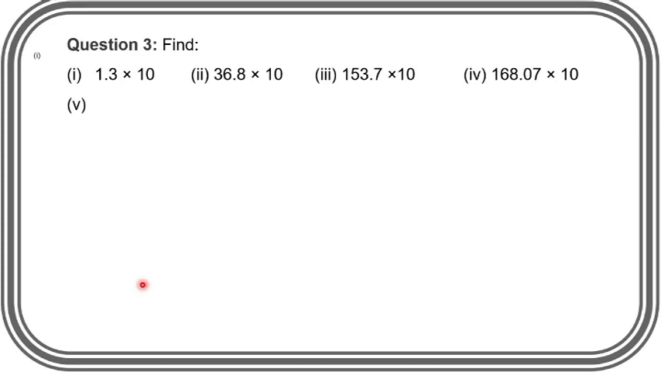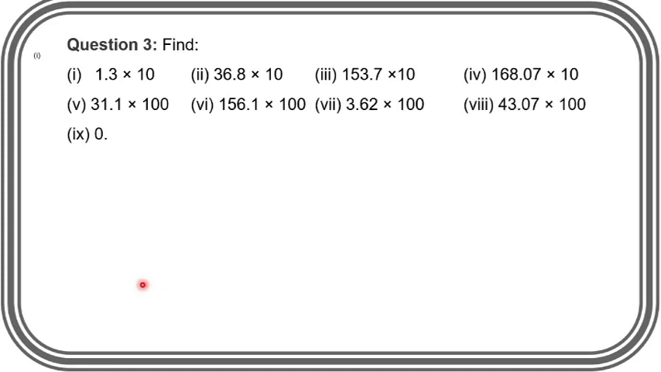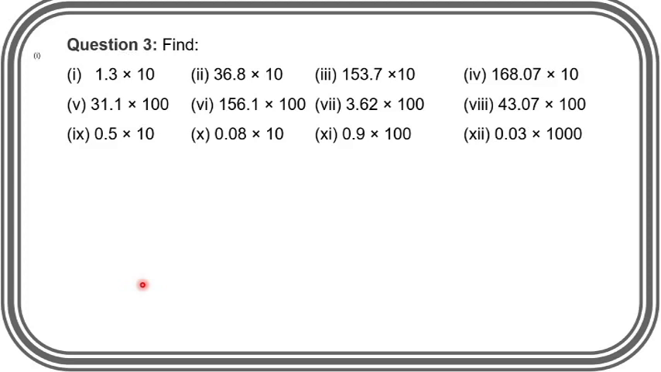Next, question number 3. Find. Here we need to multiply 1.3 with 10, 36.8 with 10, 153.7 with 10, 168.07 with 10, 31.1 by 100, 156.1 by 100, 3.62 by 100, 43.07 by 100, 0.5 by 10, 0.08 by 10, 0.9 by 100, 0.03 by 1000. So these are the following questions.